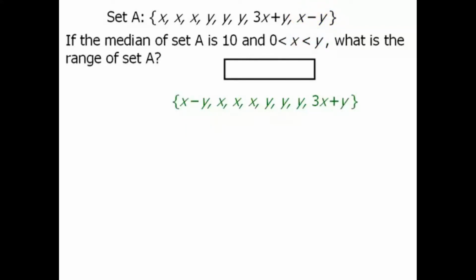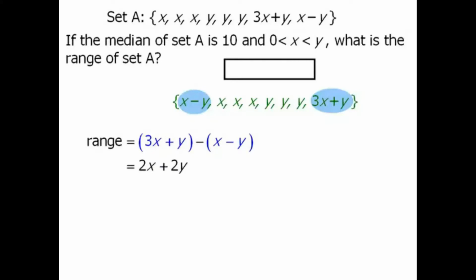Okay, now that we have arranged set A in ascending order, we can examine the range. The range is equal to the largest number in the set minus the smallest number. The largest number in the set is 3x plus y, and the smallest number is x minus y. So the range here will equal the following. When we simplify this, we can see that the range of set A is equal to 2x plus 2y. So our ultimate goal here is to find the value of 2x plus 2y.